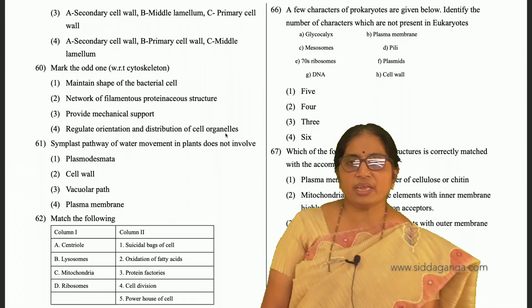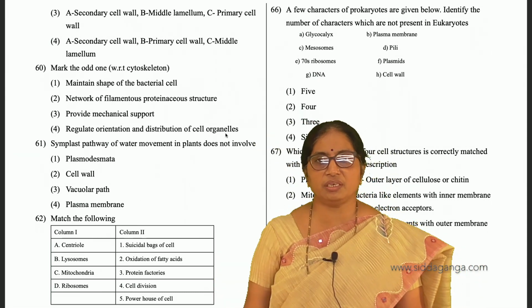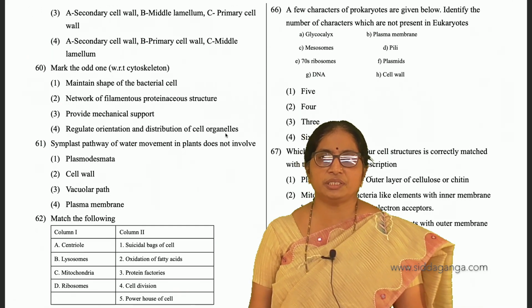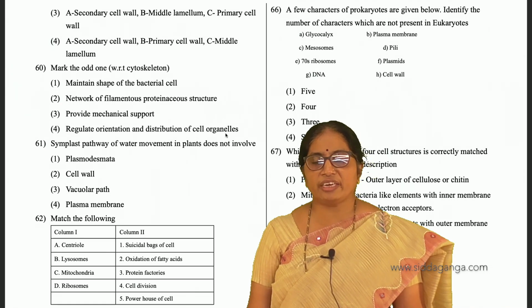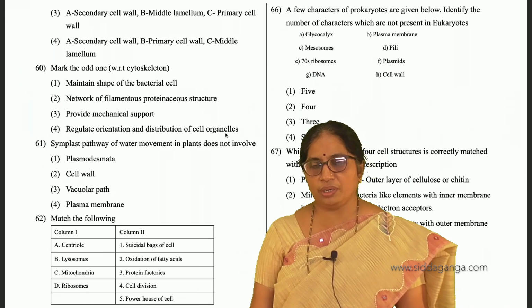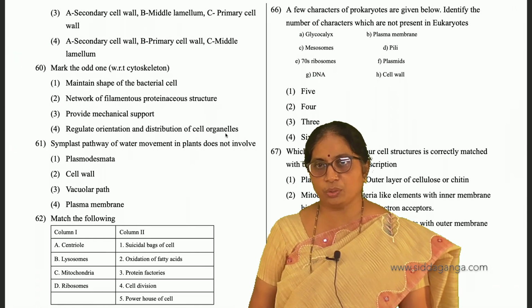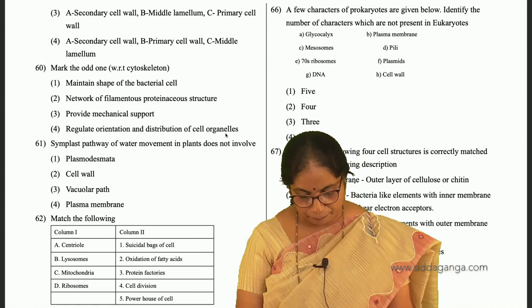So 5 of the characters are present in prokaryotes. One is the glycocalyx, the second is the mesosomes, the third is the pili, the fourth is the 70S ribosome, and the fifth is the cell wall. So all these are present. 5 important characters of prokaryotes are seen there. So the answer is option 1.